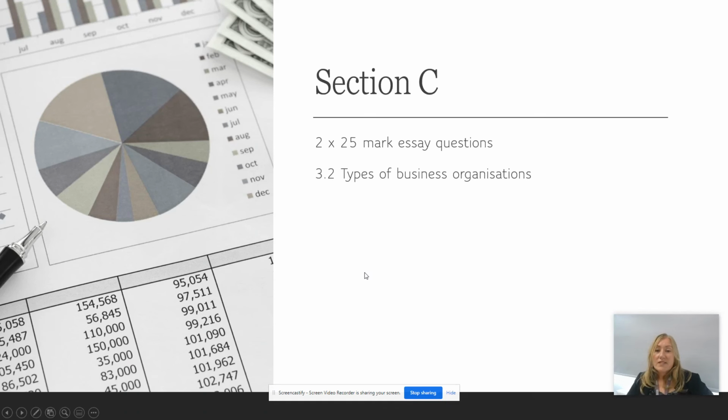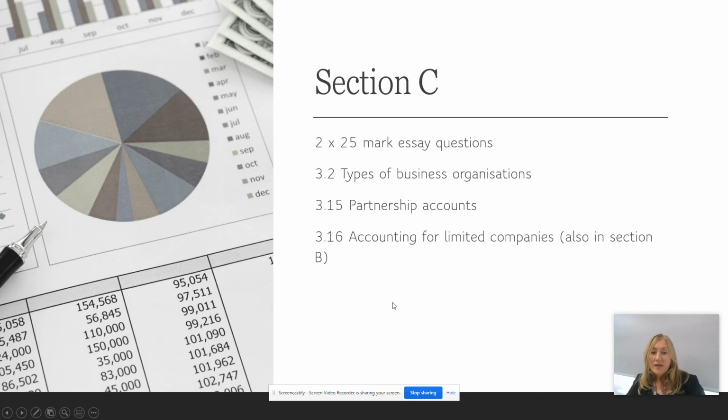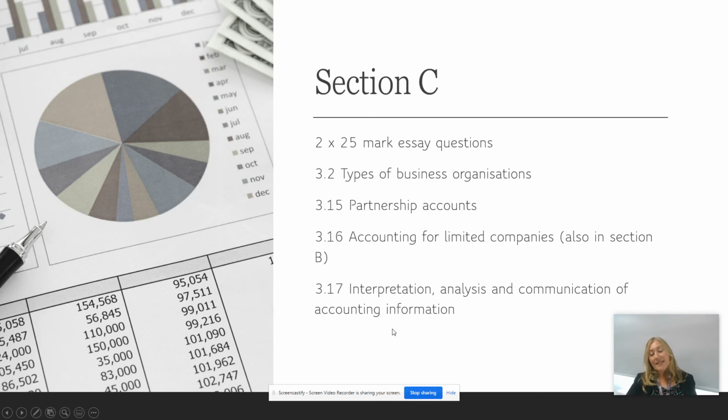3.2, types of business organisations. So obviously that's things like your partnerships, sole traders, limited companies. So understanding the difference between LTDs and PLCs. Partnership accounts, accounting for limited companies, which we've just seen in section B, and interpretation, analysis and communication of accounting information.